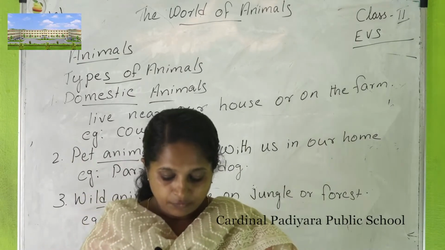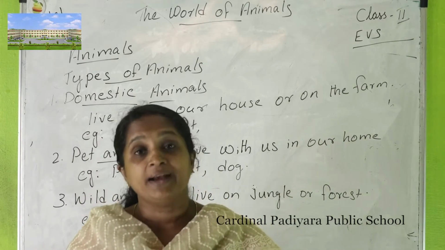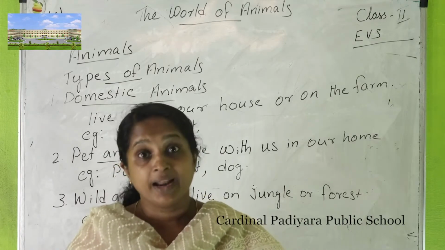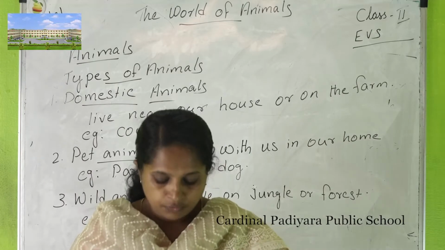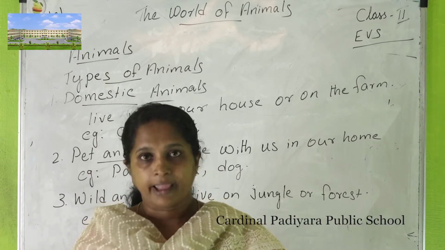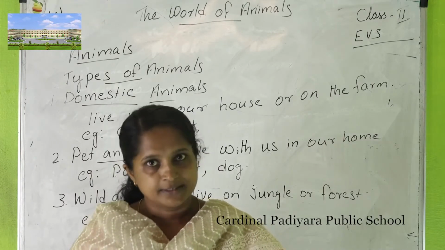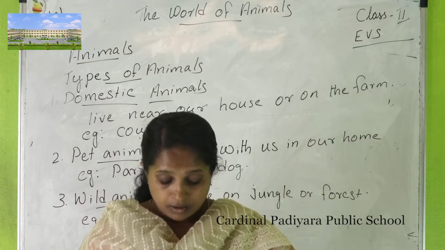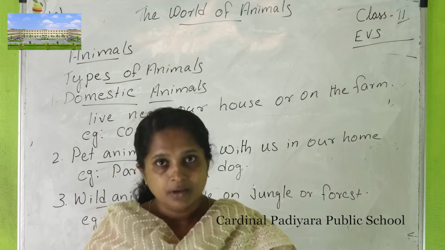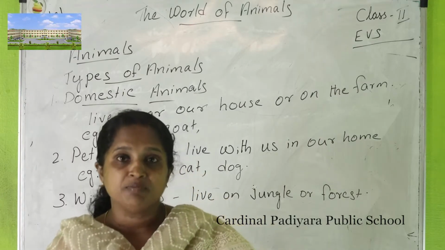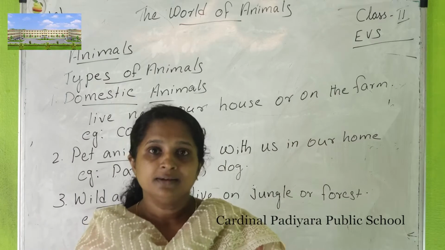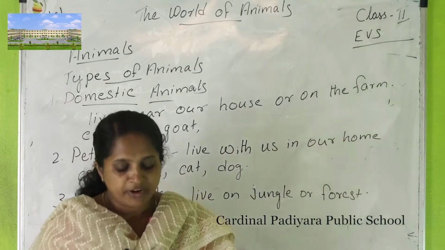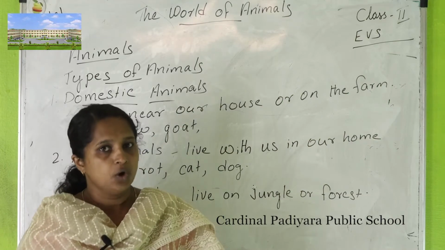We can see most of the wild animals in the zoo. For example, tiger, elephant, lion, etc. in the zoo. But they are wild animals, though we have tamed and caged them. Our next topic is animals' homes.